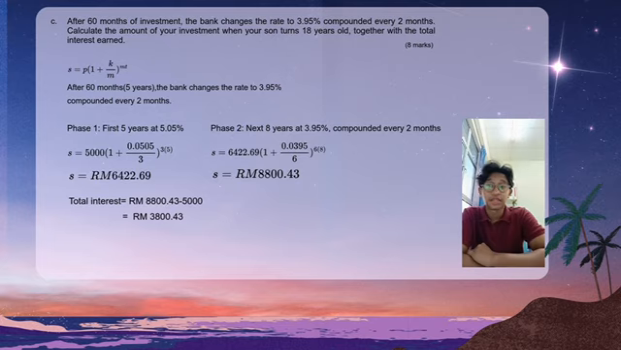We will get RM 8843. And then for the total interest, we'll be using RM 8843 minus RM 5000, and we will get RM 3843. That's all from me. Bye.